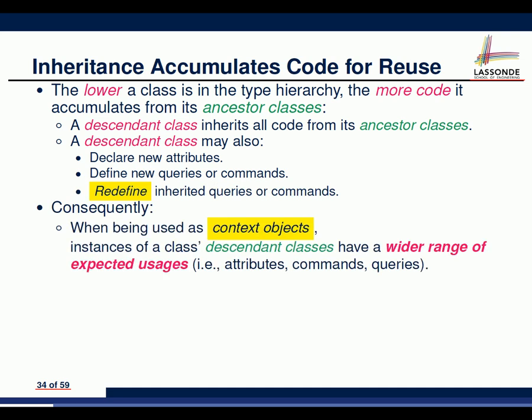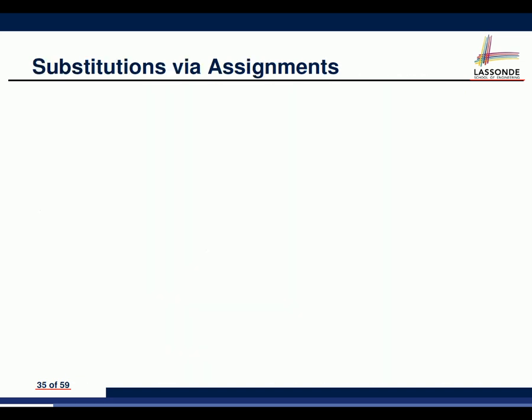Okay. One more thing to say. That is why whenever you talk about a particular descendant class, they always have a wider range of expectations. You just got more features to be called on a particular descending class. Okay, we're going to see more examples. Okay, are we okay? Good.